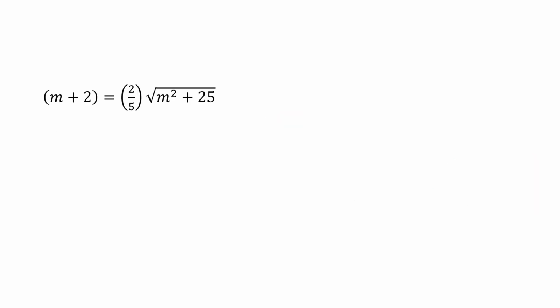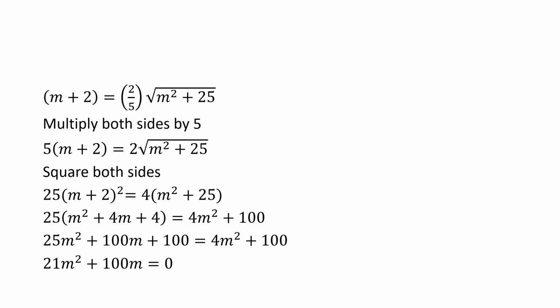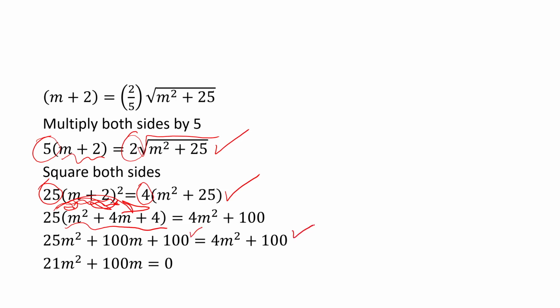Anyways, moving on with this, what we're going to do next, we're going to multiply both sides by 5, which we do. And then we're going to square both sides. So we're going to say 5 times 5 is 25. M plus 2 quantity squared is shown here. 2 times 2 is 4. The square root of m squared plus 25 times the square root of m squared plus 25 is m squared plus 25. Expanding out m plus 2 quantity squared gives us the polynomial m squared plus 4m plus 4. Distributing in the 25 gives us 25m squared plus 100m plus 100, equaling 4m squared plus 100.